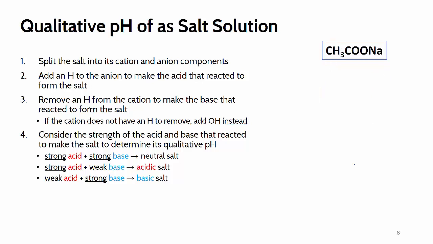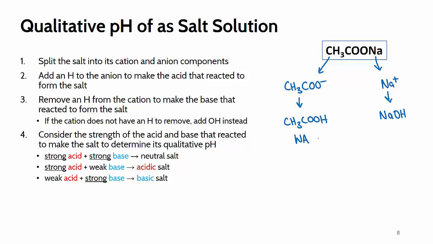Now consider another example. So for example, CH3COONa. I'm going to do the same thing, which is that I'm going to split them into the cation and anion components. So first I have CH3COO-, and then I have Na+. For the anion, we add a hydrogen to make it into the acid that reacted, so that's CH3COOH. And for the cation, we remove a hydrogen, but there isn't one to remove here, so again, I add OH. So we have NaOH.